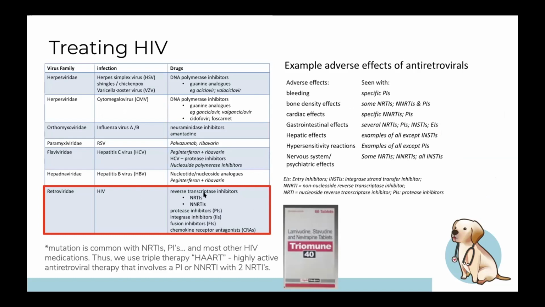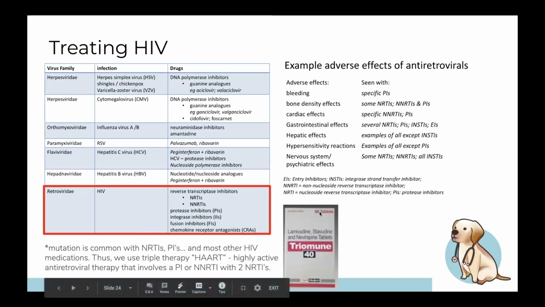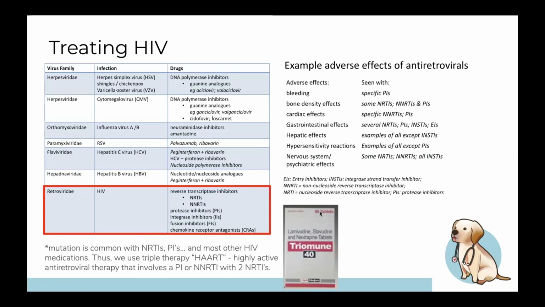Over here, you see that the drugs that we use are NRTIs and NNRTIs, and these are basically types of reverse transcriptase inhibitors. They just prevent reverse transcriptase from working. But it's important to remember some of these acronyms here, and also to note that mutation is really common with NRTIs, PIs and most other HIV medications, which is why we use a lot of triple therapy, as you can see in this image here. Like we said with tuberculosis, you need lots of different drugs to work at the same time.